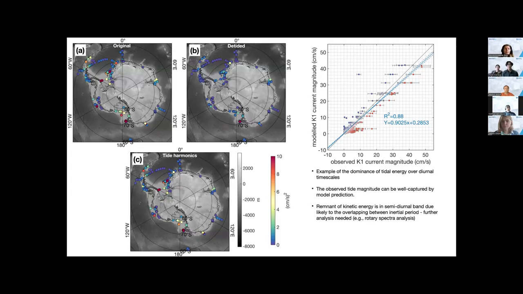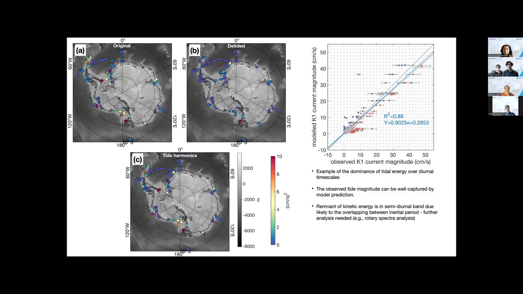This plot is just to show an example of the dominance of the tidal energy and also how it's distributed across space. So again, the three panels are showing the kinetic energy derived from the original time series, the tidal harmonics, and the de-tided time series. And this is for the diurnal energy, for the diurnal tidal range. We can see the tidal harmonics takes up most of the energy, and the de-tided kinetic energy is rather small across different places.